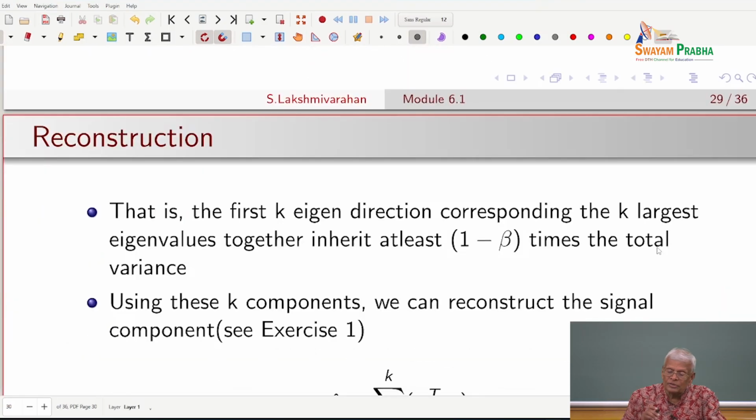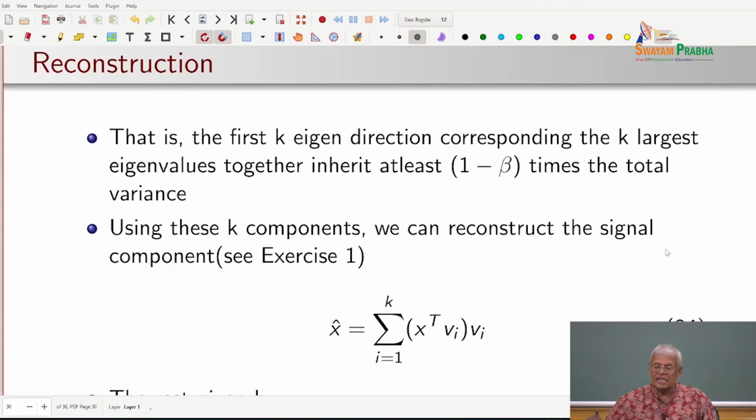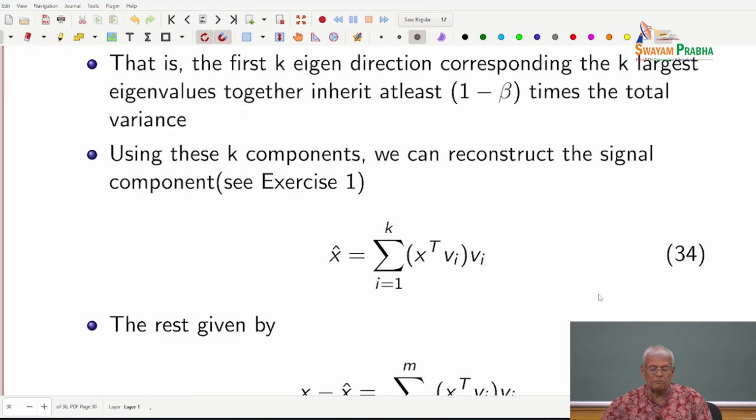That is, the first k eigendirections corresponding to the k largest eigenvalues together inherit at least 1 minus beta times the total variance. Using these k components, now we can construct the signal component. So what is the signal component? X hat. I am now estimating the signal from signal plus noise. So that is equal to the sum of the coefficients alpha i, which is X transpose Vi, times Vi, for i equal to 1 to k.